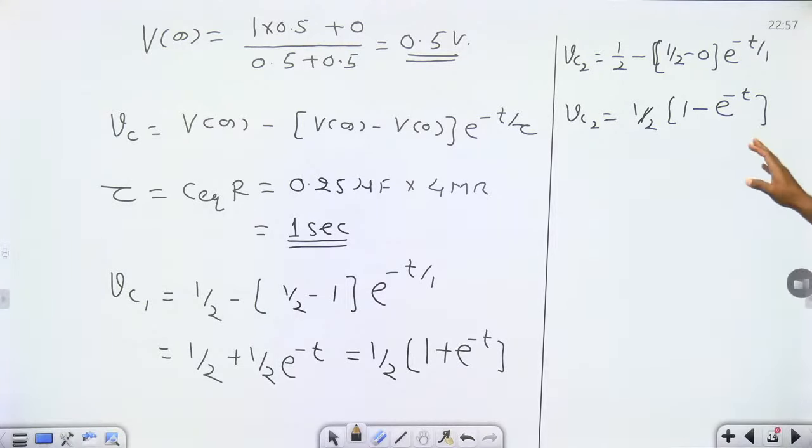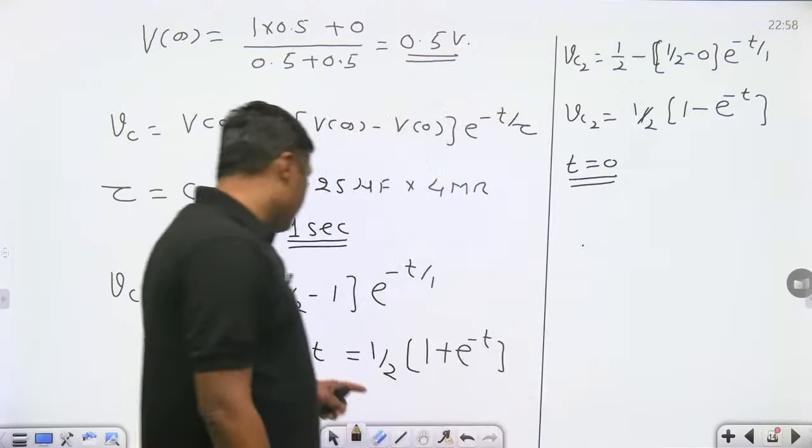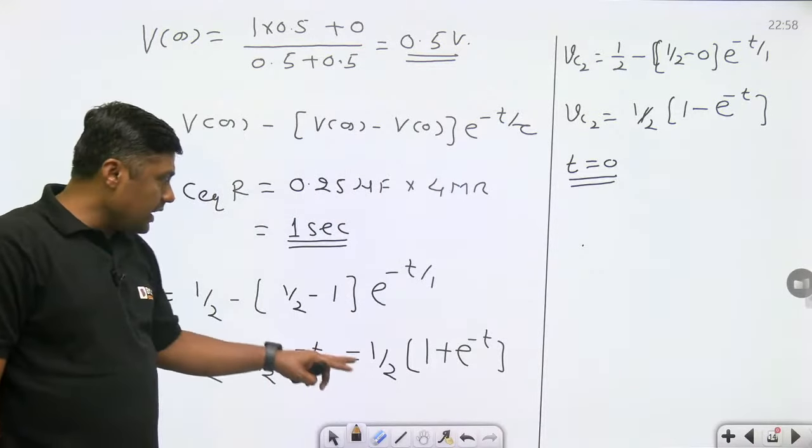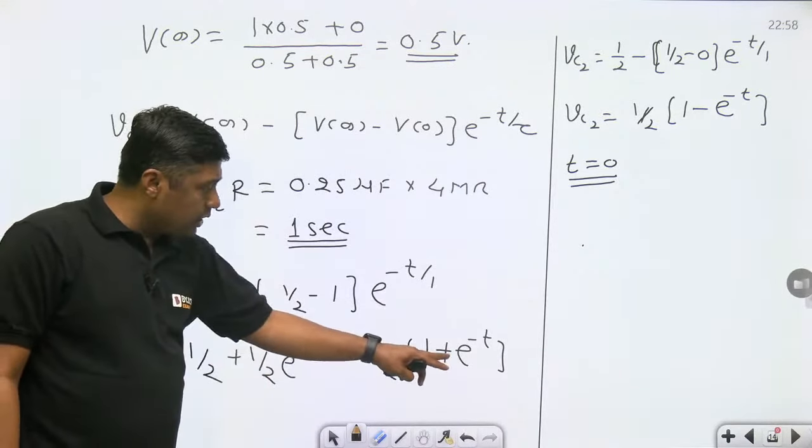Suppose in the exam hall we make some calculation mistake, right? Then if we are getting that answer, exactly at t equal to 0, please check the answer. Already we have the initial value, and that's why exactly at t equal to 0, what is the answer from this one? If we put t equal to 0, this will become 1 plus 1, that is 2. 2 divided by 2, 1. We are getting the right answer.